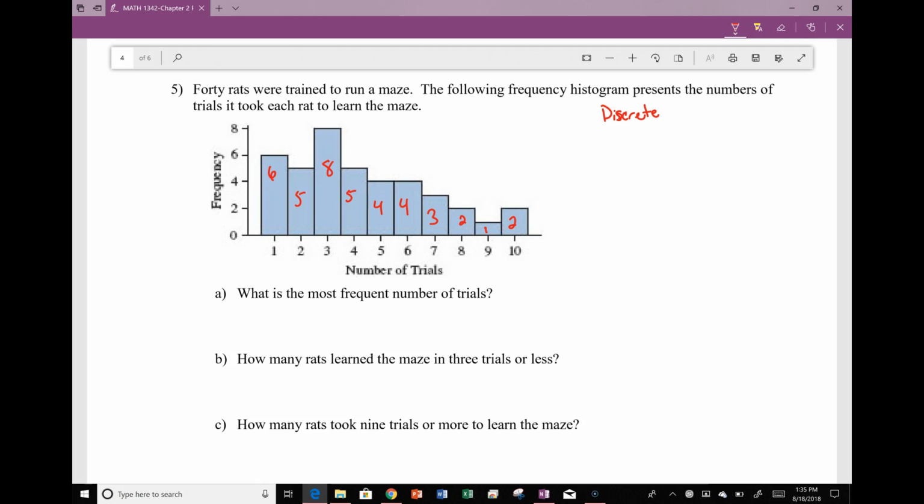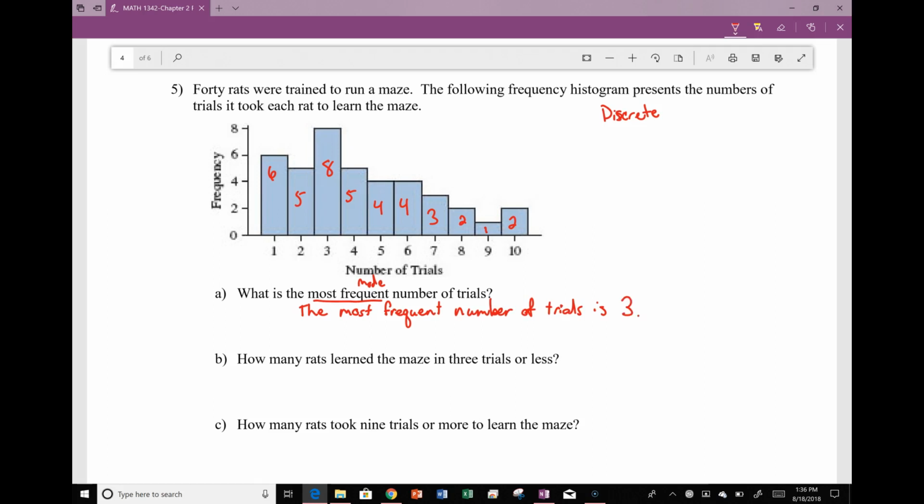So I have a total of 40 different rats. What is the most frequent number of trials? Most frequent is the same thing as the mode, the one that happens the most often. And so the most frequent number of trials is 3.